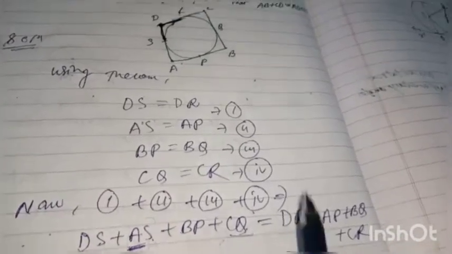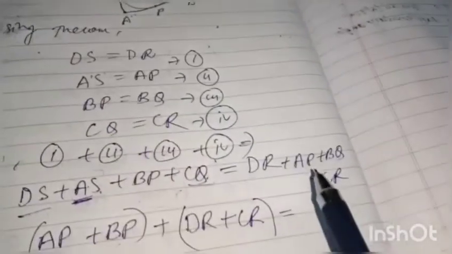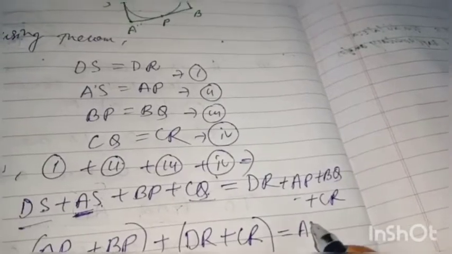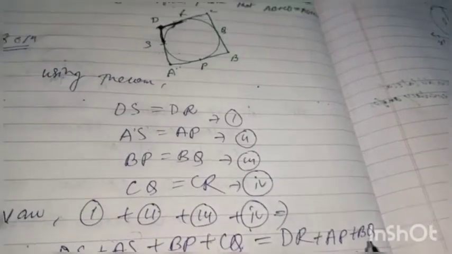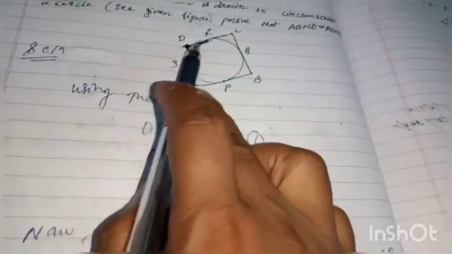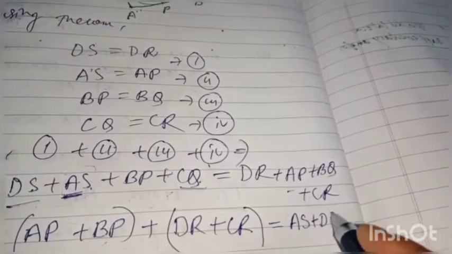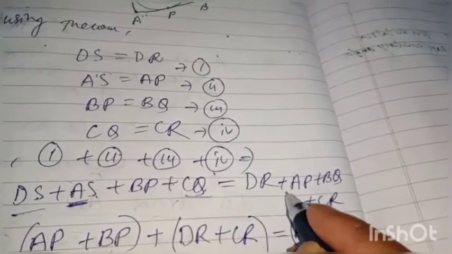Similarly for this side, what do you need? AD plus BC. To get AD, AS and DS, what do you have? AP. So in the place of AP, what you can write? AS. And now we need what? DS. So DR is here. See, DR. In the place of DR, what you can write? DS. Understood? These two things are clear.